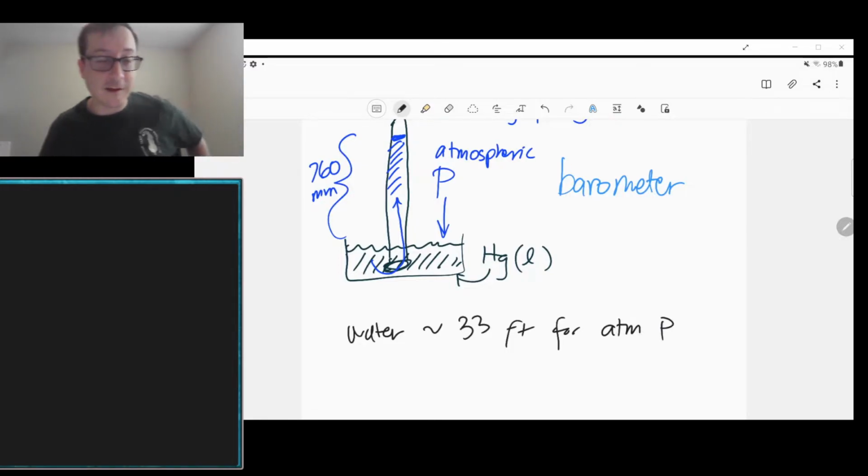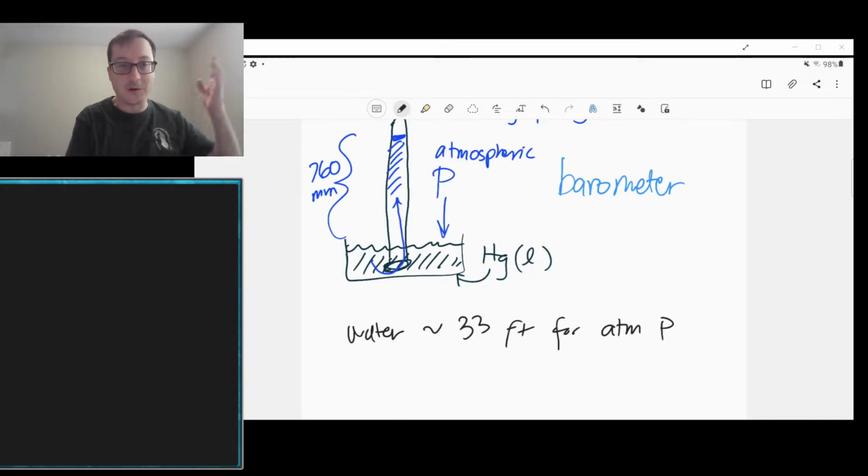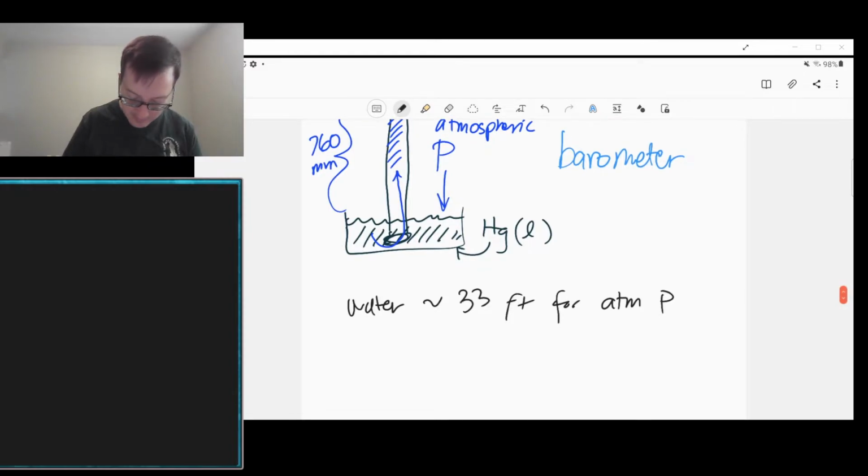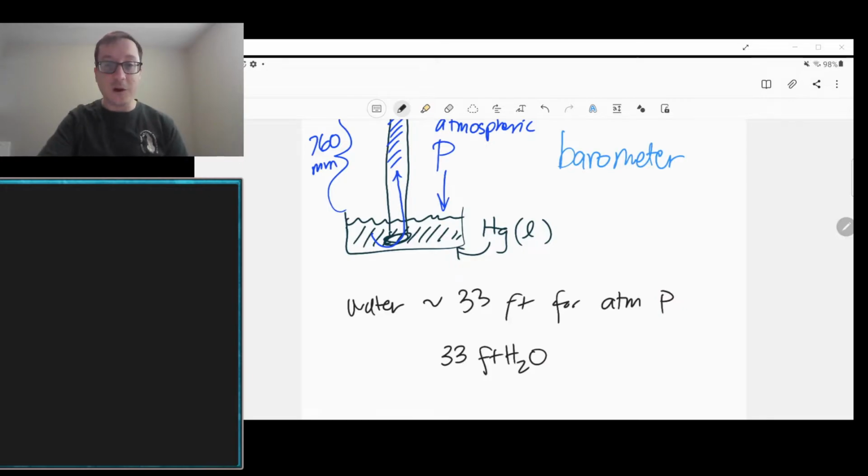So 33 feet. No one's going to build a tube like that and pull a vacuum on it and watch the water go up. The reason for that is because mercury is much more dense, so gravity has a stronger effect on it, and so we can use a smaller tube. So you may also see inches of water or millimeters of water or whatever. Those are also pressure units. So that would be 33 feet of water for that. So that's enough of pressure units.